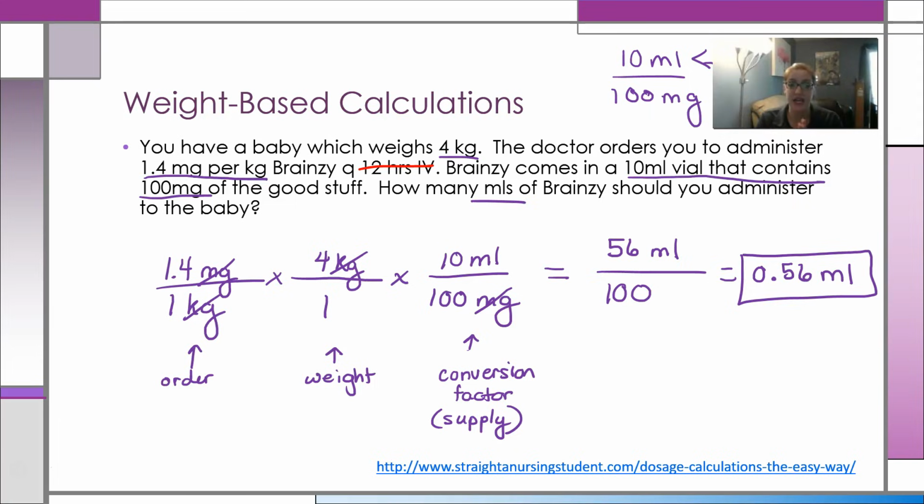The units have to cancel diagonally. And you have to end with the units that you want. That's your double check that you did it correctly. But you could have done the weight first and the order second. That's fine. It's really what you're comfortable with and what you're used to doing.